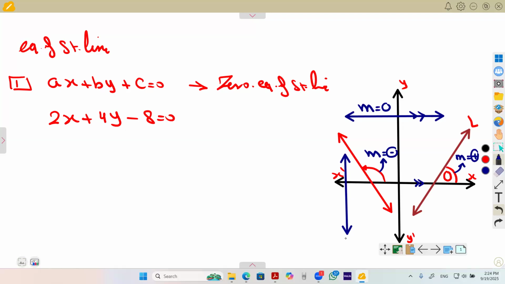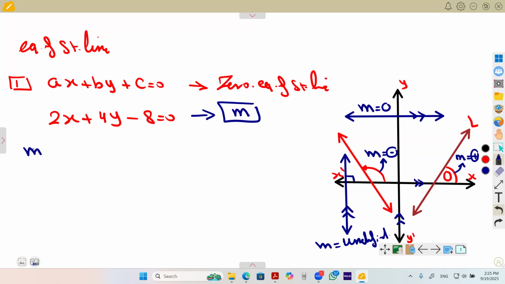And the last case, if it is parallel to the y-axis or perpendicular to the x-axis, its slope in this case is undefined. You will know why it is undefined.